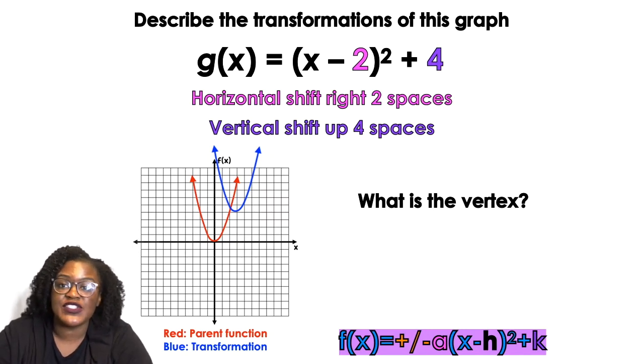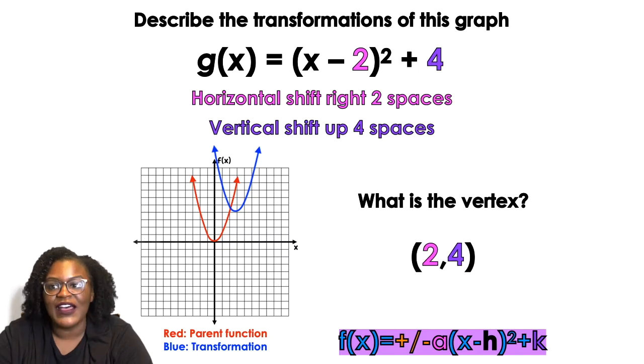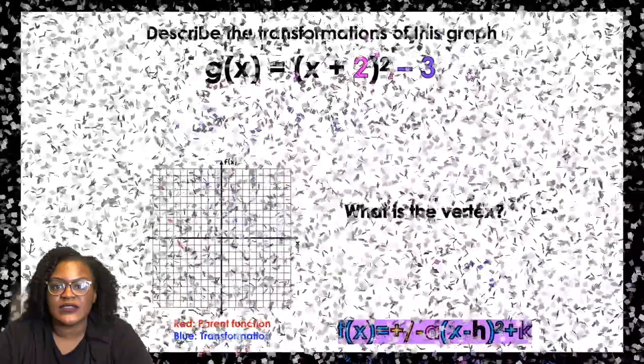I always ask my students to identify the vertex just so that it doesn't get lost in translation. So remember, h, k is your vertex. You're going to want to say positive 2, 4. Do not say negative 2, 4. Say positive 2, 4. That is going to be your vertex, okay? All right.